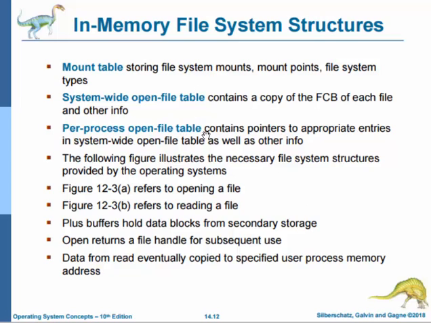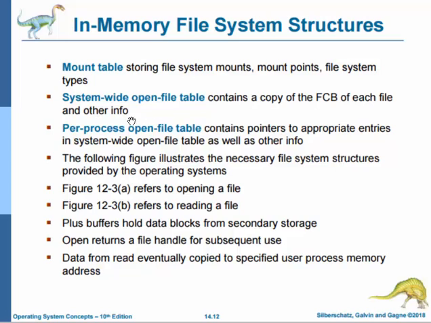Now, the in-memory information is used for both file system management and performance improvement via caching, and the data are loaded at mount time. They are updated during the file system operations, and they are also discarded at dismount. So the following are the types of structures. For example, we have an in-memory mount table which contains information about each mounted volume. So that's the mount table.